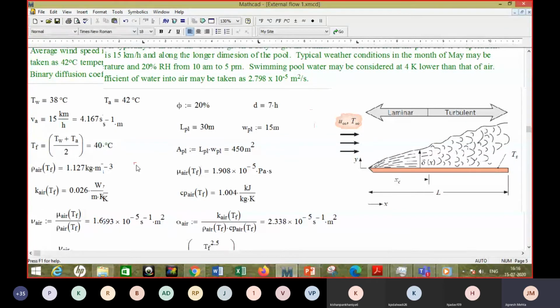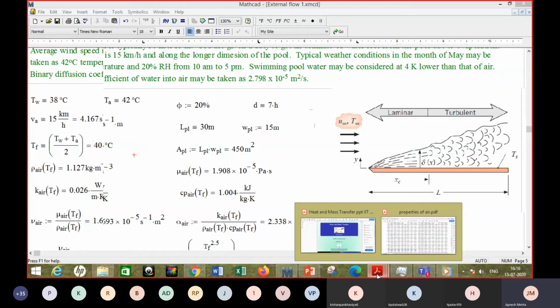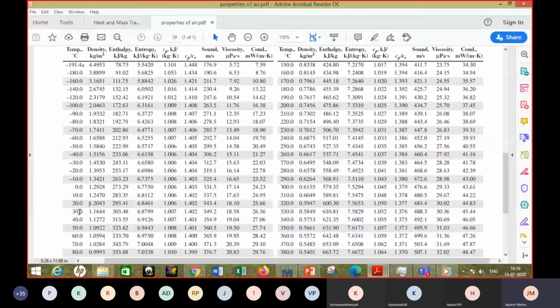If the time is too less, then you may take the value near to the value that you get here, what is available in the table, but write it clearly. Okay, so at 40 degrees Celsius, you are going to read the air properties. So the density, the viscosity, conductivity, those are the things that you may need. You're going to use those things from the table.